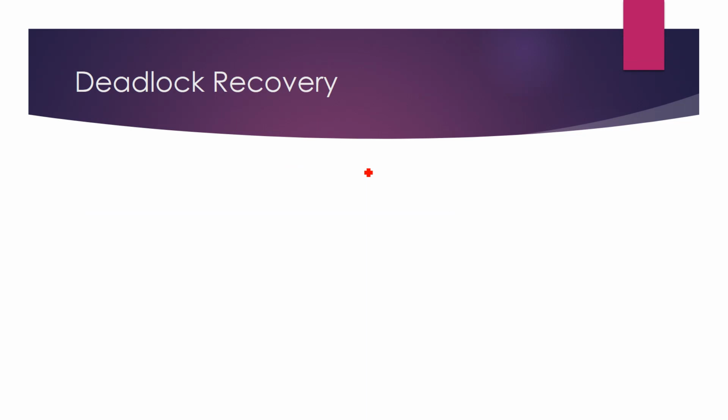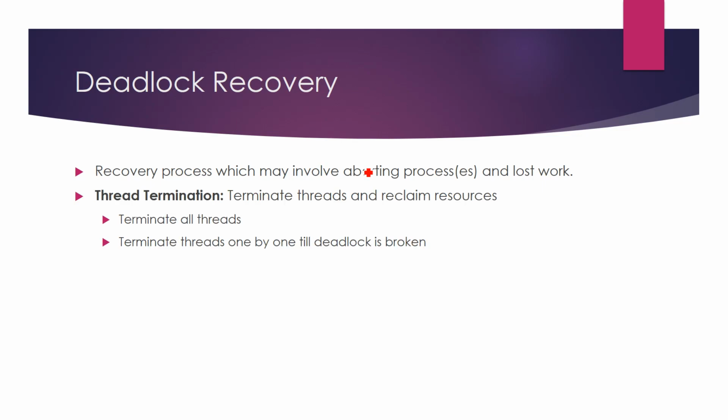Cool. I think the last important topic is recovery, or one of the ways of handling deadlock is to recover from a deadlock. Now this can be very costly at times, because we might have to abort certain processes, which means processes might have done some work and that work might get wasted and might need to be redone. So the simplest way is to just terminate the thread, which means just see which thread is involved in the deadlock and just terminate that thread, and then reclaim the resources.